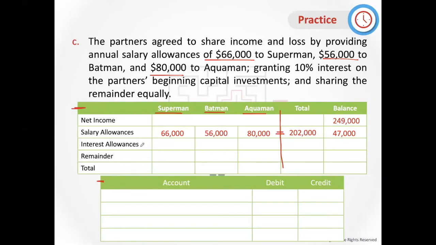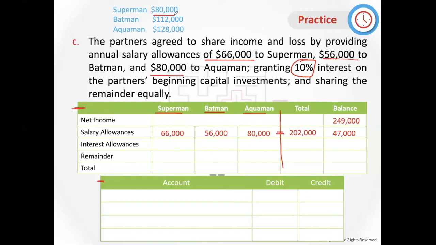The next line is the interest allowance. Interest is 10% of the beginning capital balances. This is listed in the beginning of the problem. I also put it here to reference it. These are the beginning capital balances. We want to do 10% of each of these and give it to those three partners.